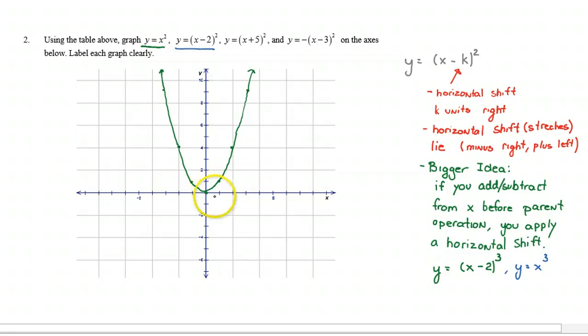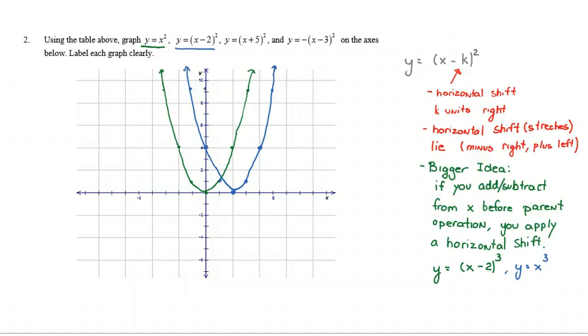So we see 1, 2, there's my new vertex, and I shift each point over 2 in the same way. And so there's the graph of y equals x minus 2 squared, drawn based on an understanding of how I shift my parent graph to this new relationship, what we call a child graph. A nice observation to make is that there's been no change in the shape of this graph. It has the same shape.